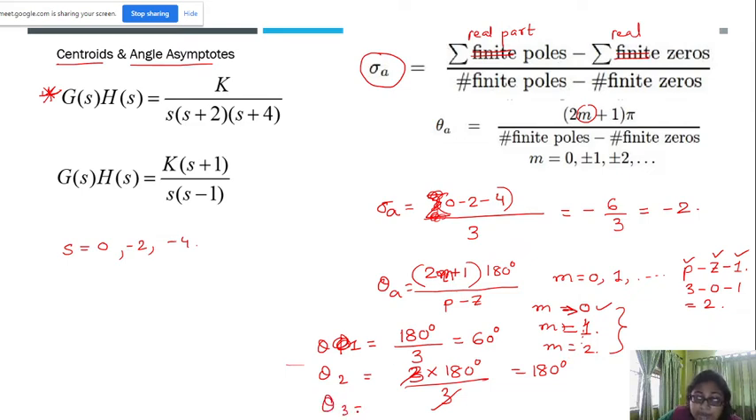Then the third angle will be with the value of m equal to 2. So this will be 5 into 180 divided by 3. So it will be 300. That means you will get 3 asymptotic angles for this particular open loop transfer function, and these angles will be 60 degree, 180 degree and 300 degree.